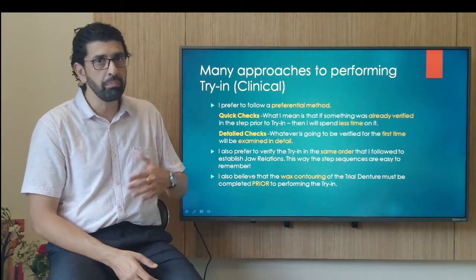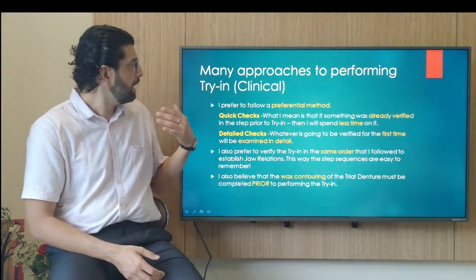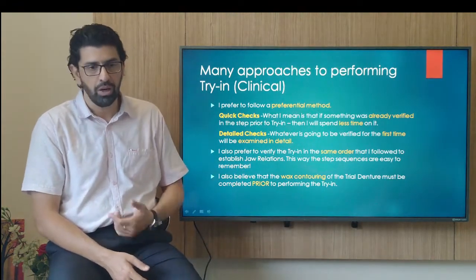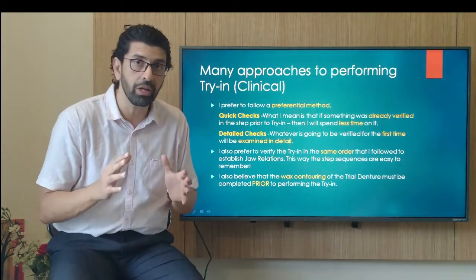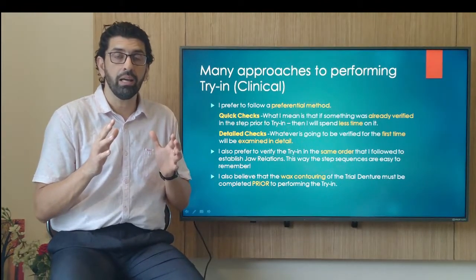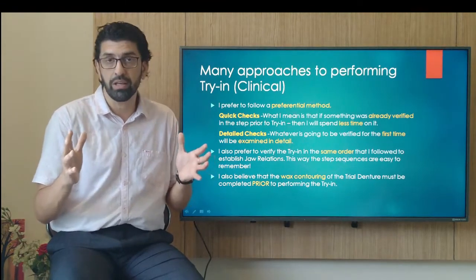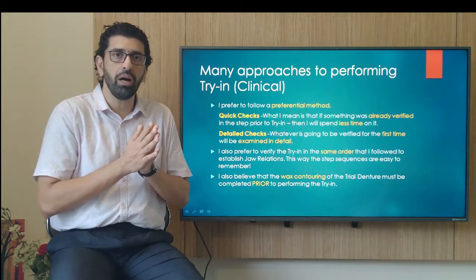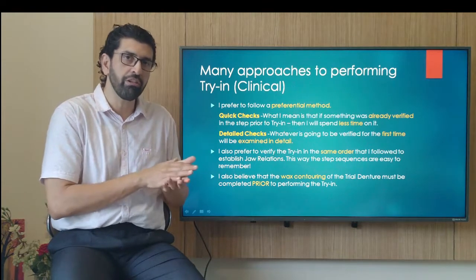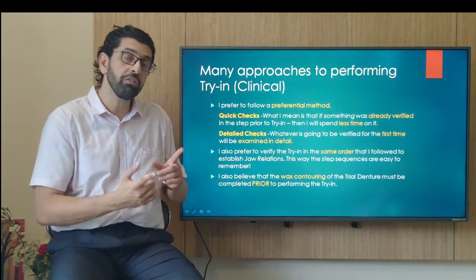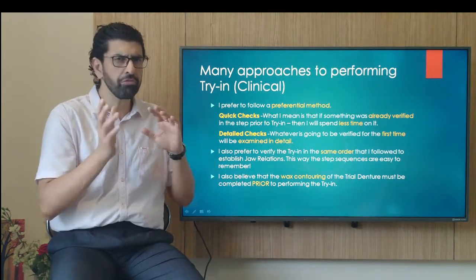Now, there are many approaches to performing a clinical try-in, okay? But I prefer to follow a preferential method. What do I mean by that? What I mean is that there are certain things I look at and think of as quick checks, and some things I think of as detailed checks. So if I were to do a try-in, I would not take too much time verifying the record base, because I've already verified the record base in my jaw relation step, which precedes my try-in. So that's the kind of thinking that I have.